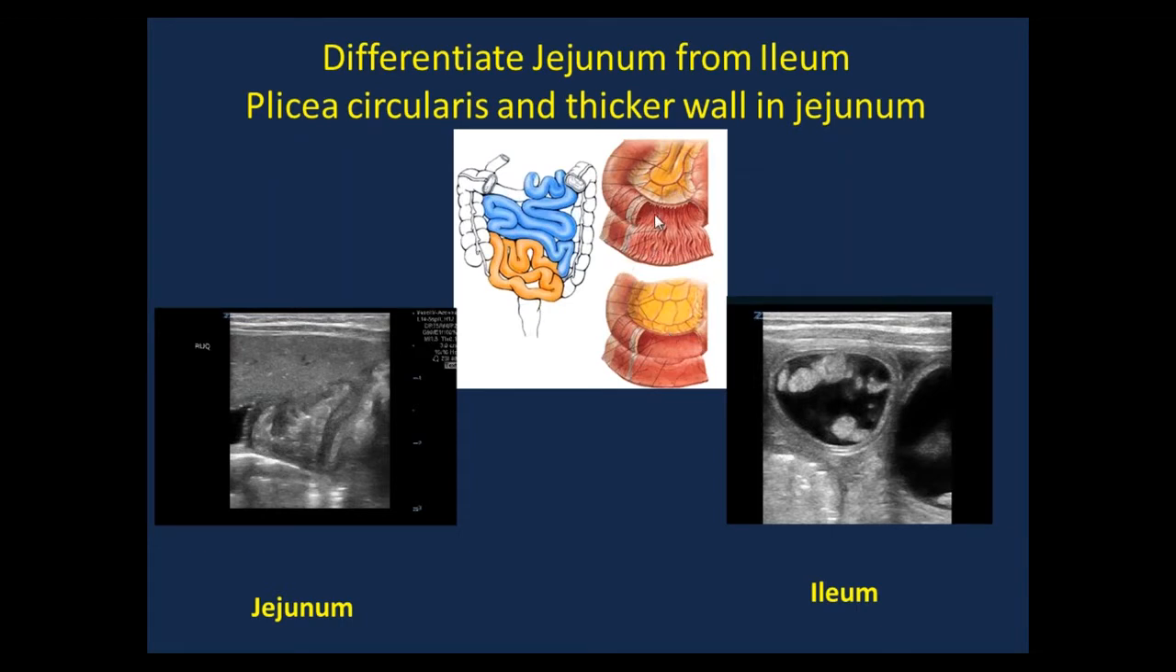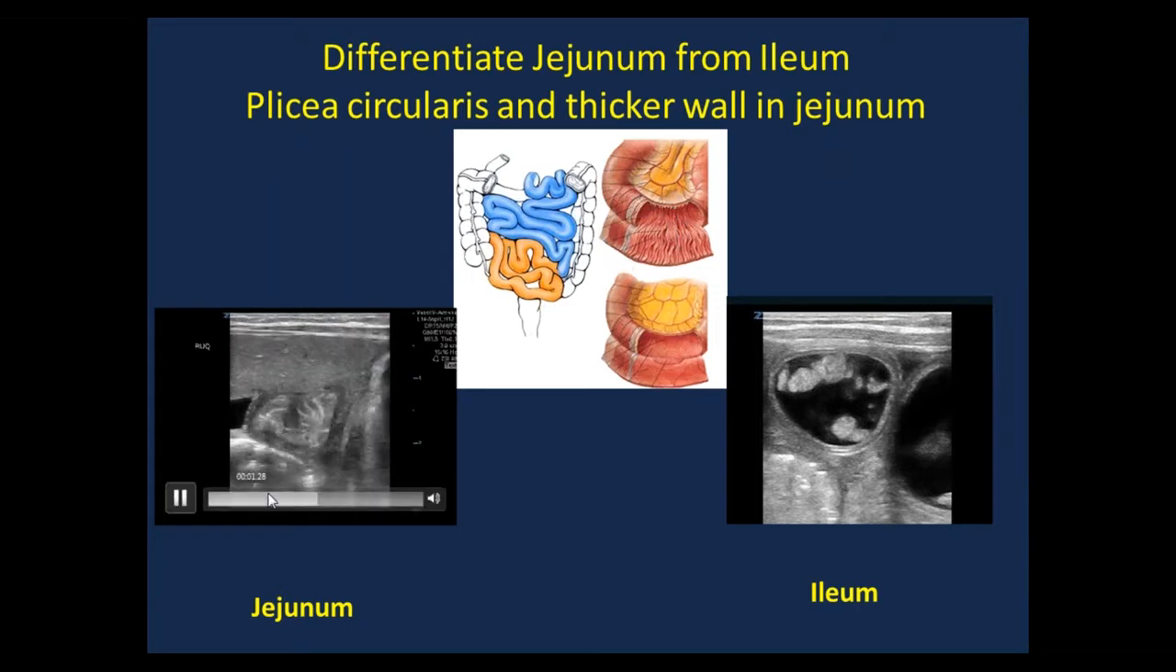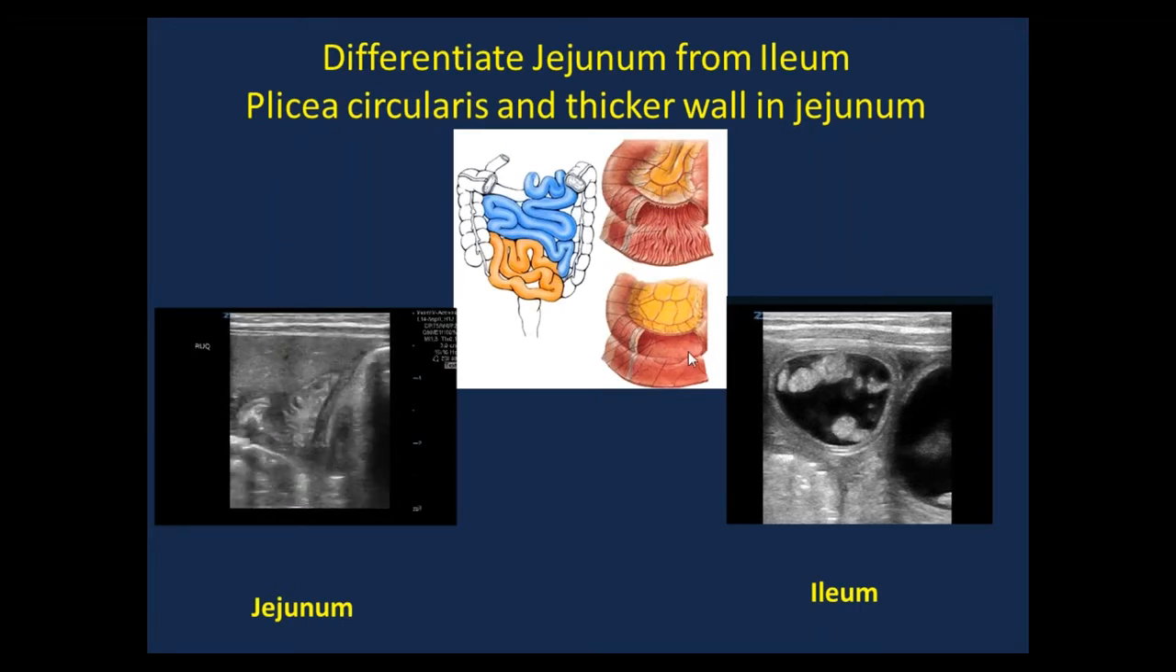Jejunum from inside is more thickened due to circularis, which is mucosal folds. So that's the jejunum from inside, and by ultrasound we can recognize echogenic folds of mucosa inside the jejunal loop. The ileum from inside is smooth because there is very minimal circularis compared to jejunum, and the ileum from inside looks smooth compared to the jejunum.